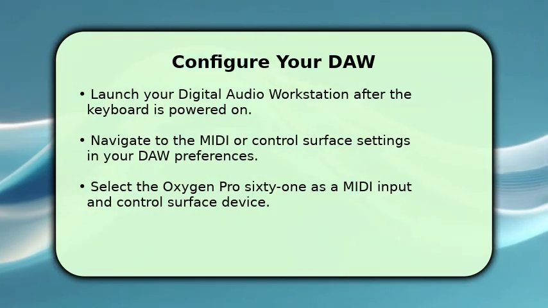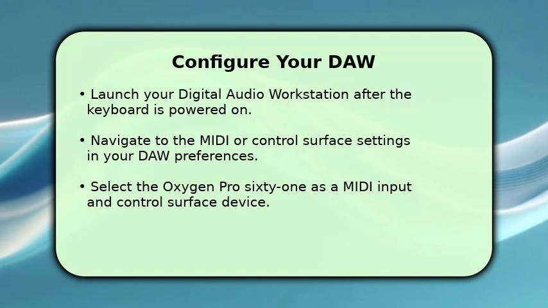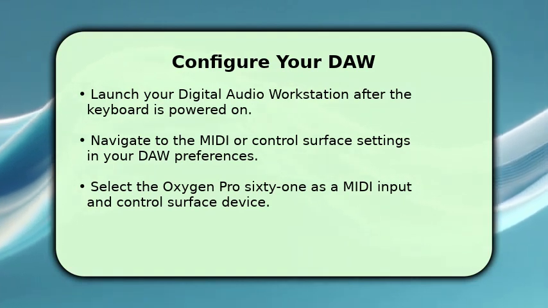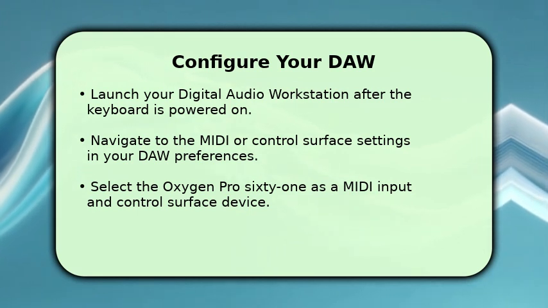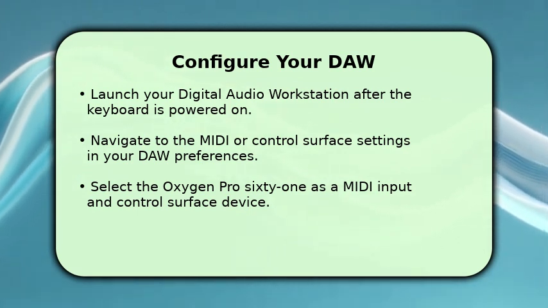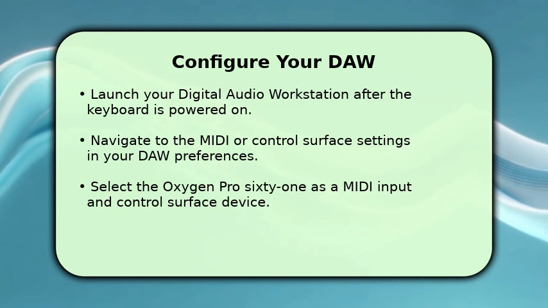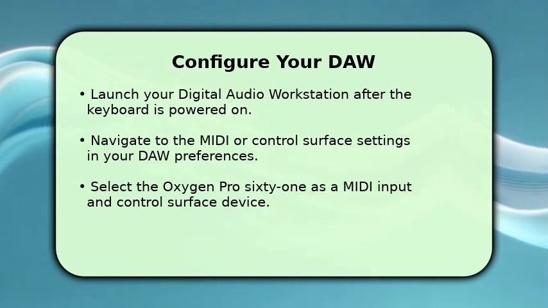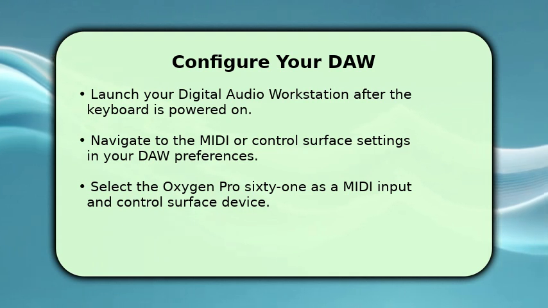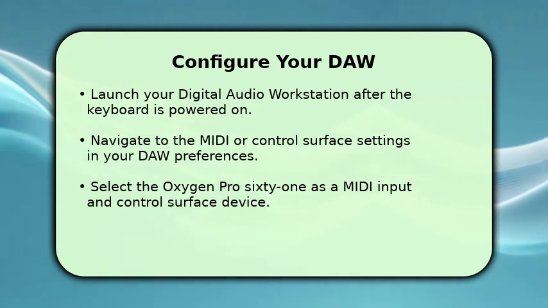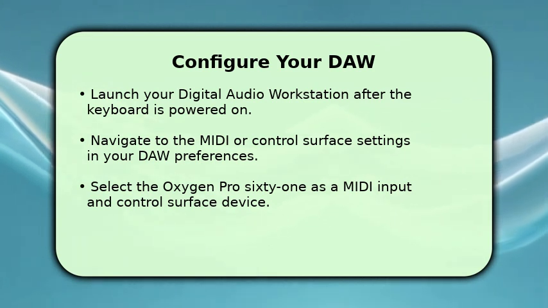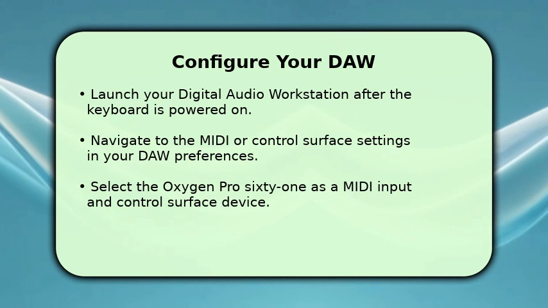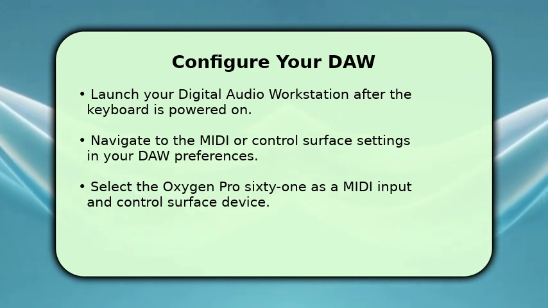Now, let's integrate your controller with your digital audio workstation. With your Oxygen Pro 61 powered on, launch your preferred DAW. Go into your DAW's preferences or settings, usually under a MIDI or Control Surfaces section. Here, select the Oxygen Pro 61 as both a MIDI input and a control surface. Finally, press and hold the DAW button on your Oxygen Pro to select your specific DAW from its display menu.